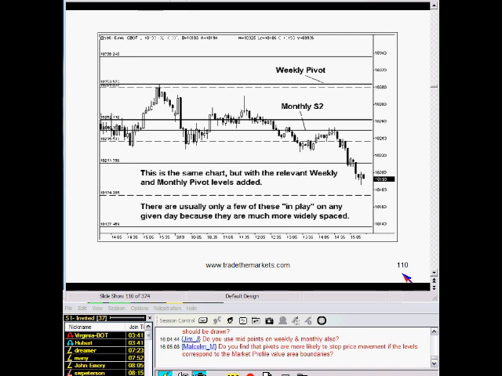Jim's asking, do I use midpoints on the weekly and the monthly also? Jim, I don't. I did look at them for a while. I just found that it just kind of started throwing too many lines on the charts, and I found that they did not play a significant role in these things. So I don't draw those.